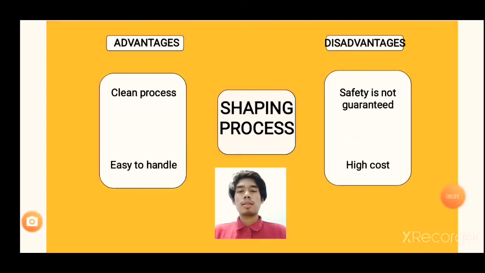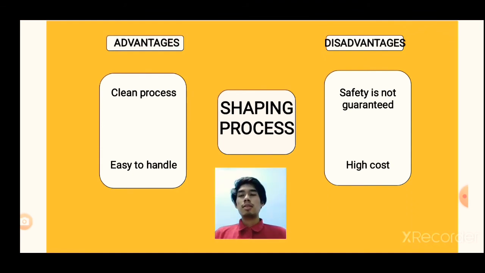So the next advantages and disadvantages that I would like to explain is on the shaping process. The tool that we use is the press brake. The first advantage is clean process. The press brake machine will definitely provide the shape that we wanted perfectly. Next, it is also easy to handle, because the setup is very quick and easy. It can also be readily changed from one work to another.